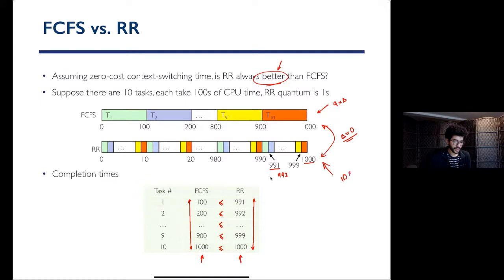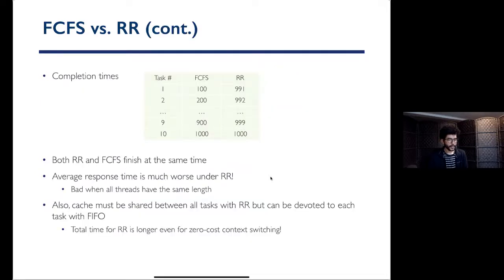whereas under round robin we have 10 times 100 context switches, or maybe 9 times 100 context switches. So the number of context switches in round robin is a lot more, it's 100 times more than FCFS. But without that, both of them are going to finish at the same time. Average response time under round robin is really bad.